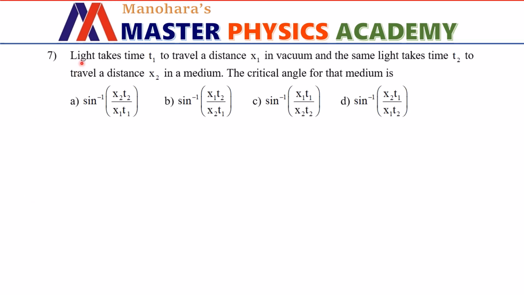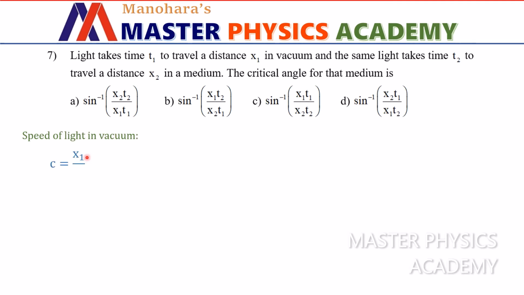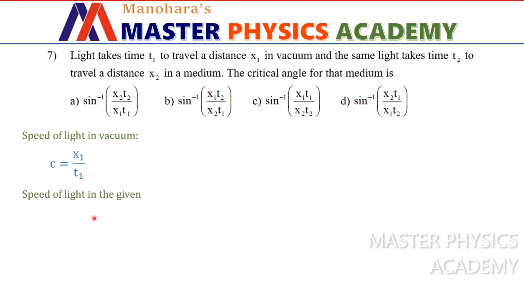Light takes time t1 to travel a distance x1 in vacuum, and the same light takes time t2 to travel distance x2 in a medium. The critical angle for that medium is. We have the formula: speed is distance traveled by time taken. Using this to calculate the speed of light in the vacuum, we have c equals x1 divided by t1. Similarly, the speed of light in the given medium is v equals x2 divided by t2.